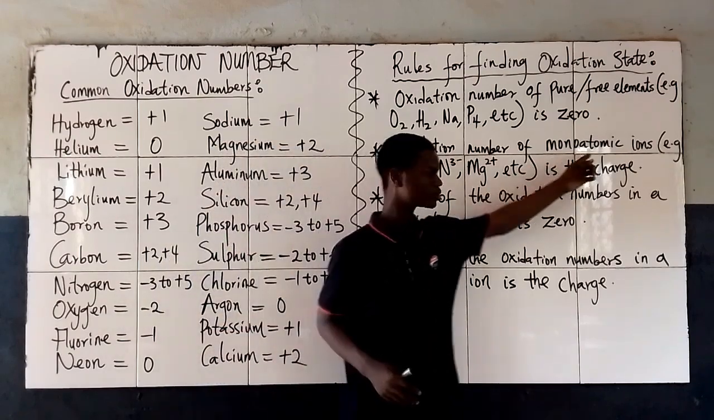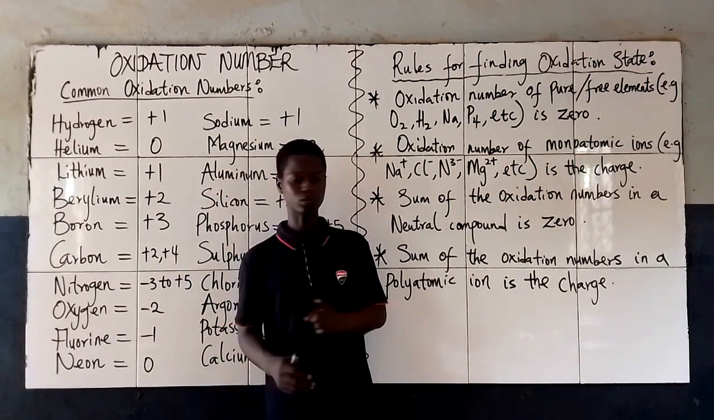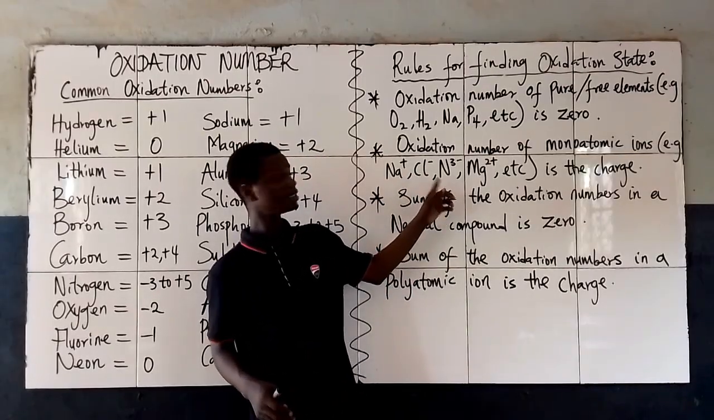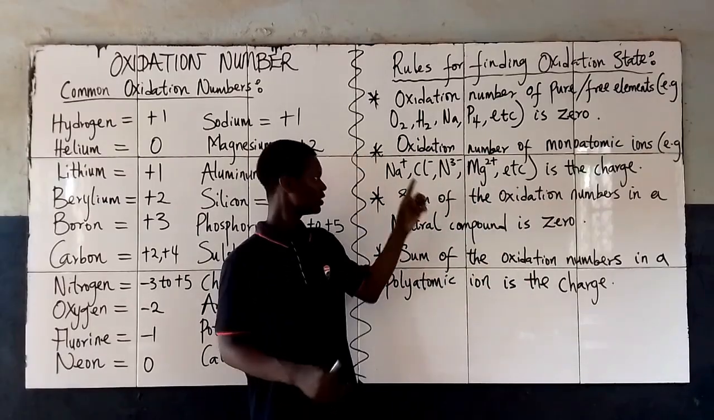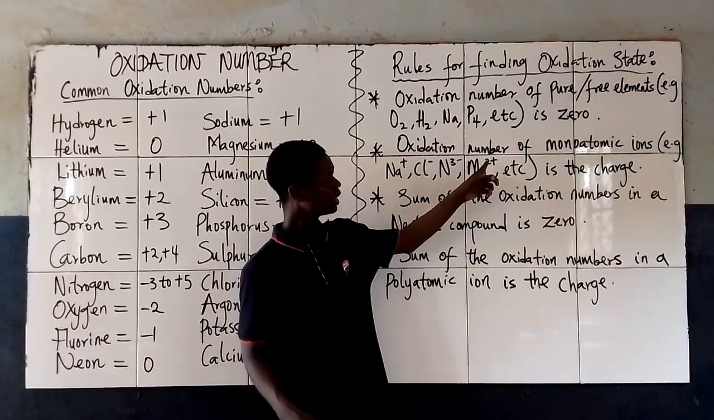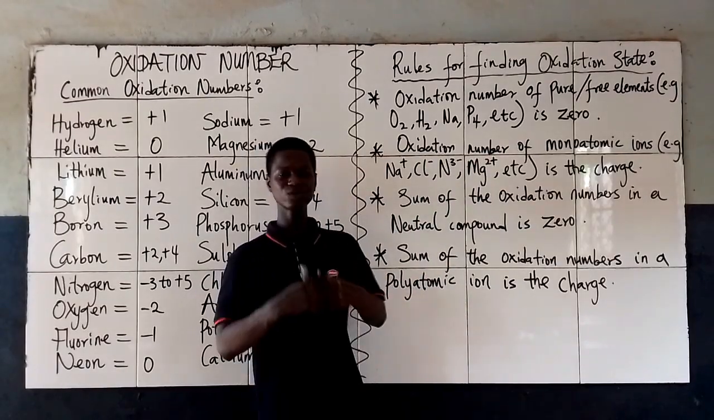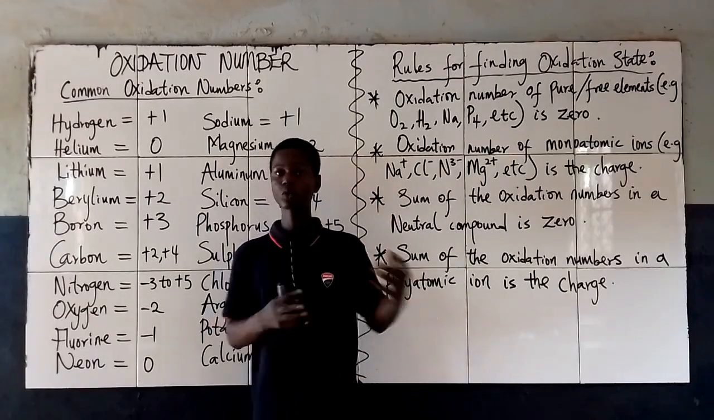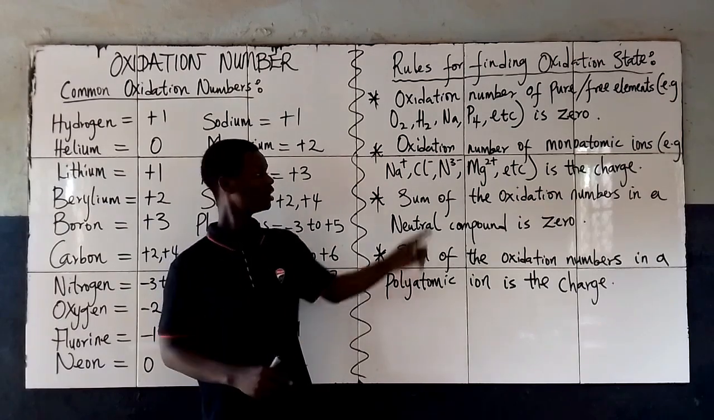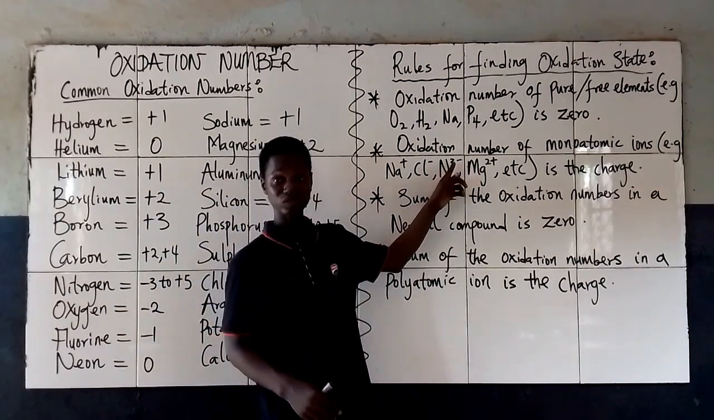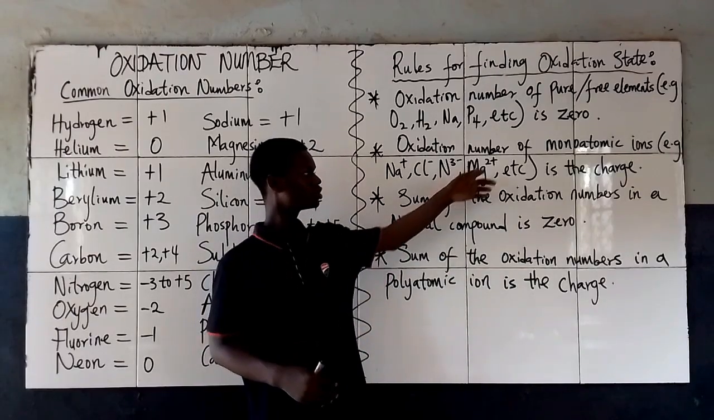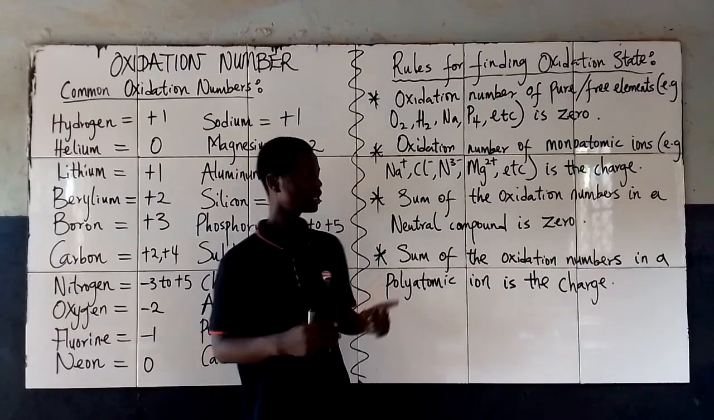For monoatomic ions, these are ions that are formed by a single atom or a single element. Example is sodium ion, chloride ion, nitride ion, then you have magnesium ions. These guys are carrying charges, is it not? Here it is +1, here it's -1, here it's a -3, and here it's a what? A +2. So if you were asked to find the oxidation number of, let's say, sodium ion, the answer will be equivalent to the charge, and in this case, the answer is +1. Let's say for nitride ion, the charge here is -3, okay? So the oxidation state of nitride ion is -3. For magnesium ion, it will be +2. Now, what's the next rule?